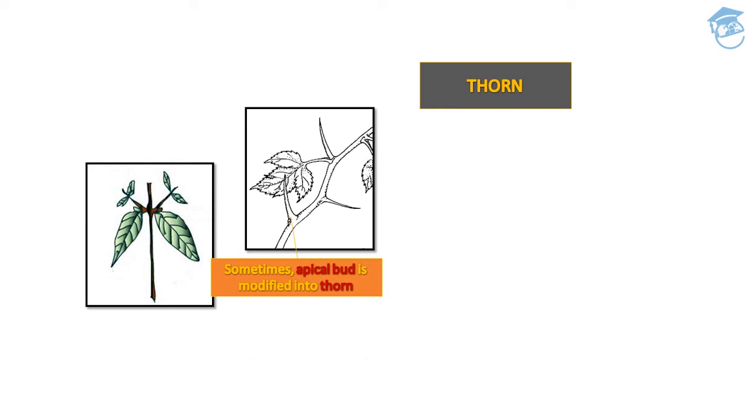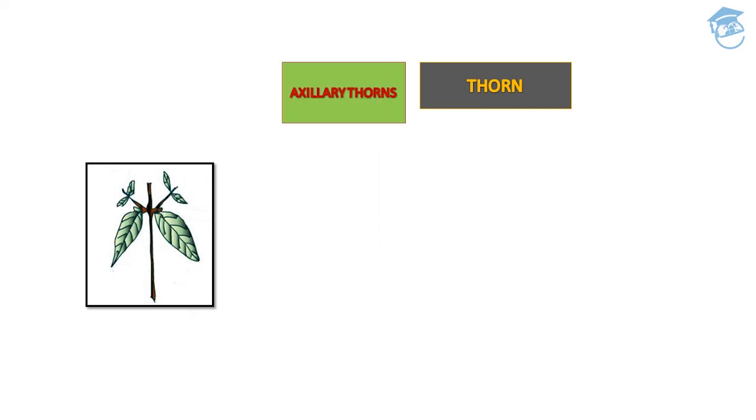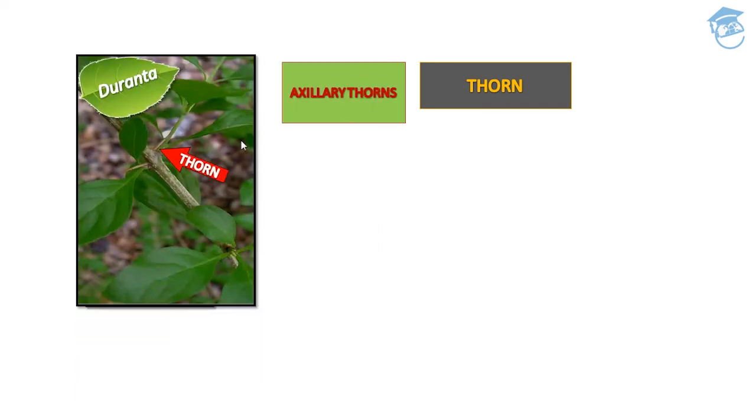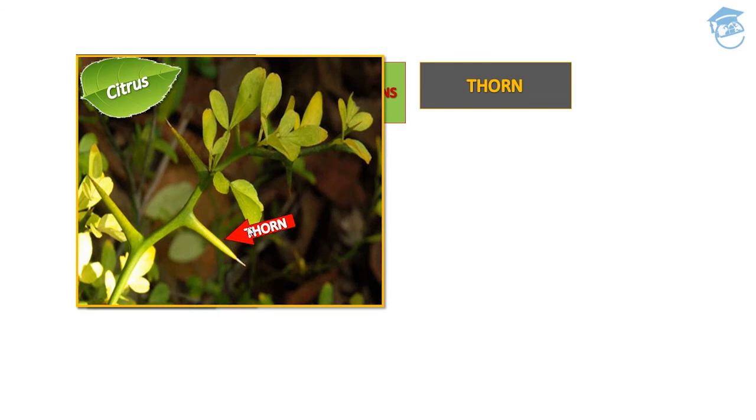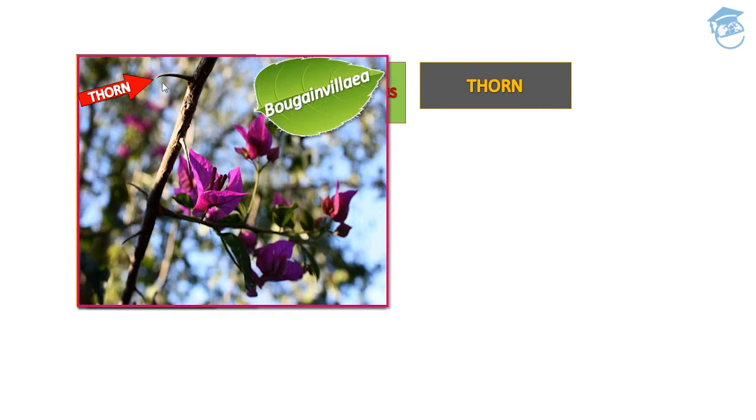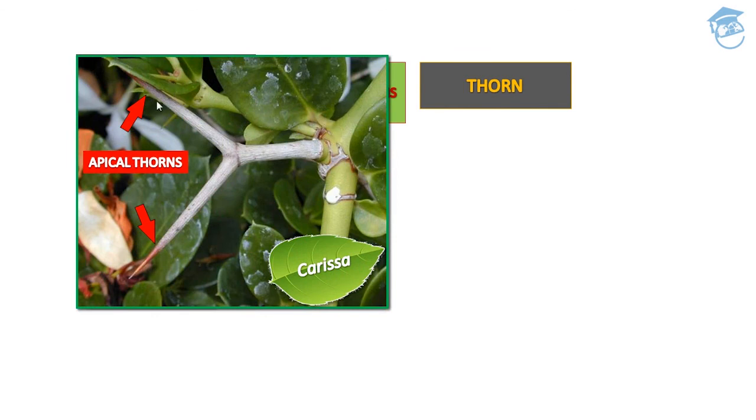Sometimes the apical bud is modified into a thorn. This is also the case. An axillary thorn example is Duranta. This is the thorn of Duranta. And citrus, such as lemon. So this is the thorn of a lemon tree, and this is the thorn of bougainvillea, and this is the apical thorn of Carissa. So we have studied axillary thorn and apical thorn.